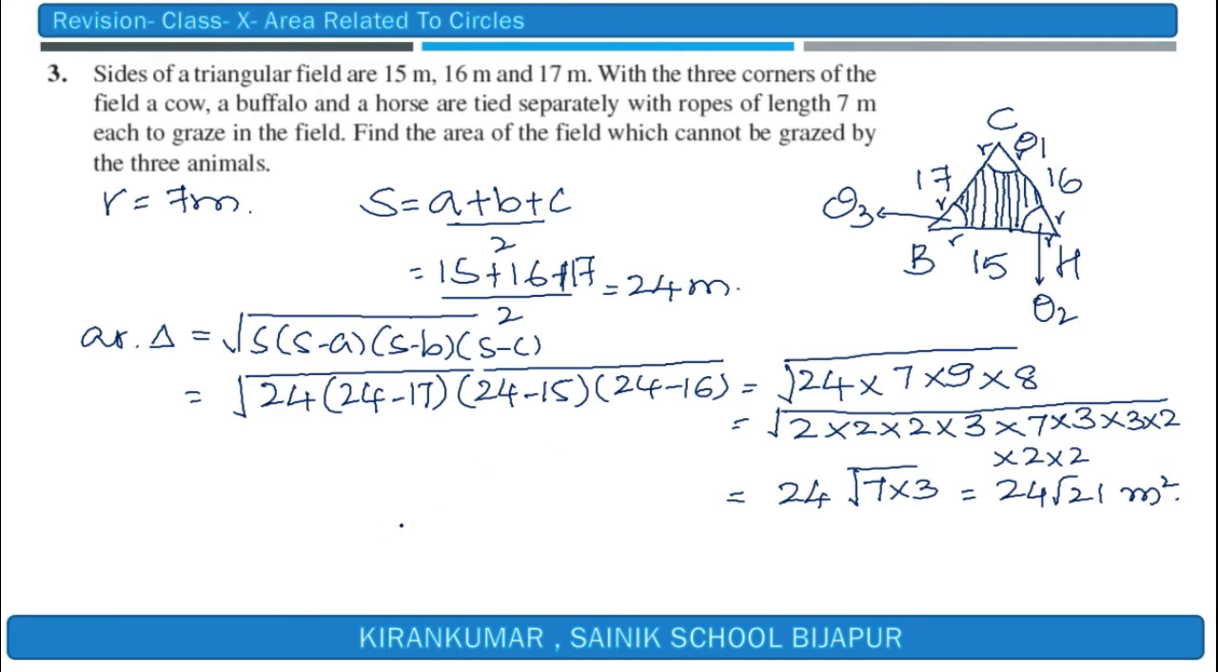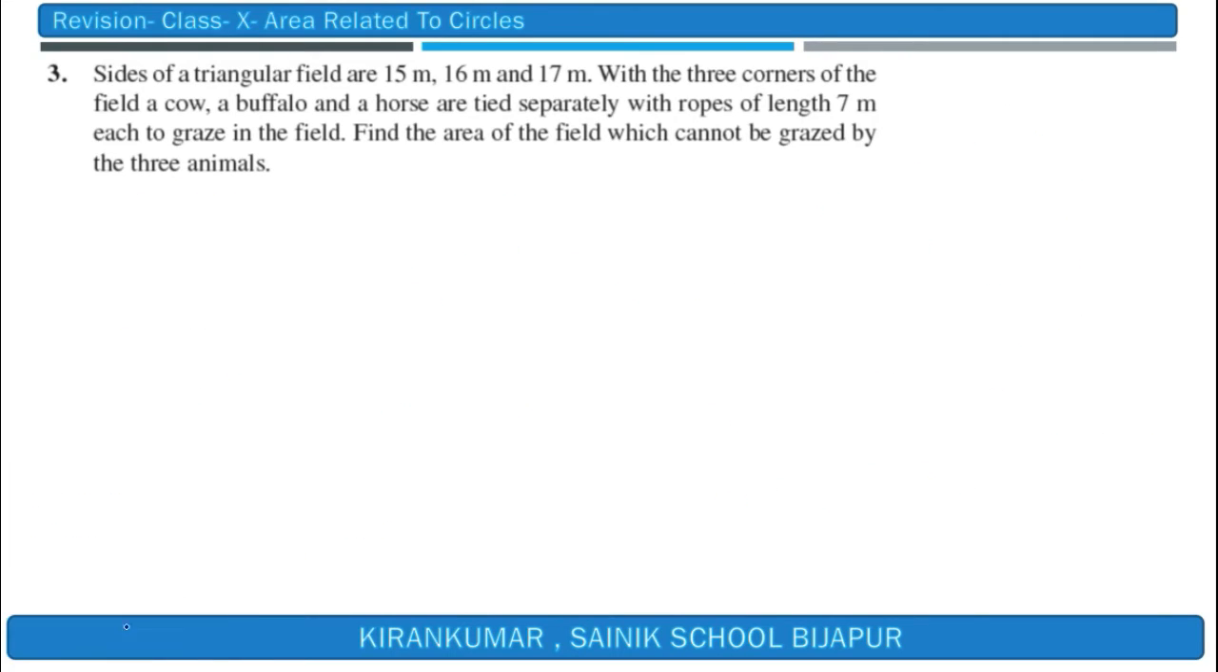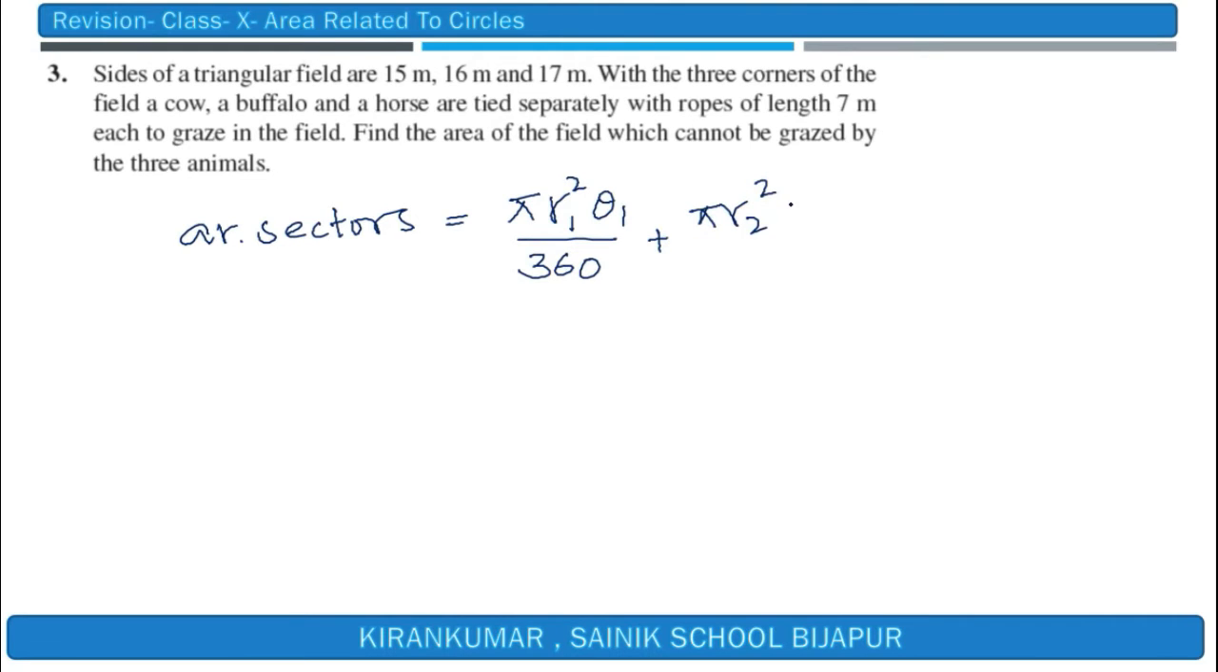Now I require the area of the three sectors. So let's find the area of the sectors. Area of sectors will be pi r1 square theta 1 upon 360 plus pi r2 square theta 2 by 360 plus pi r3 square theta 3 upon 360.